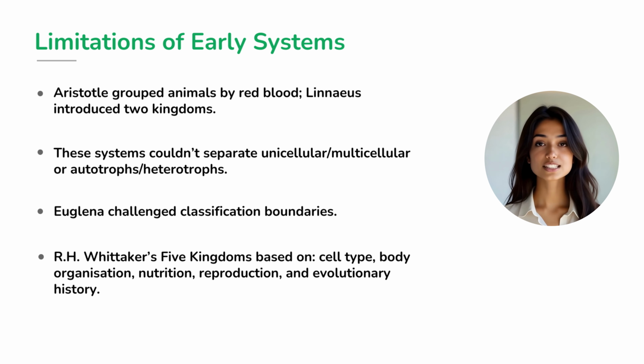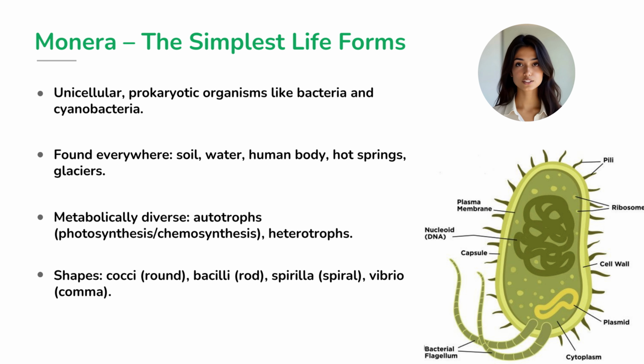In 1969, R.H. Whittaker proposed a new system that solved many of these issues, the five-kingdom classification. It was based on 5 key features: cell type, body organization, nutrition, reproduction, and evolutionary relationships. Let's begin with the first kingdom, Monera. Kingdom Monera consists of the simplest life forms, prokaryotic unicellular organisms, mainly bacteria and cyanobacteria.